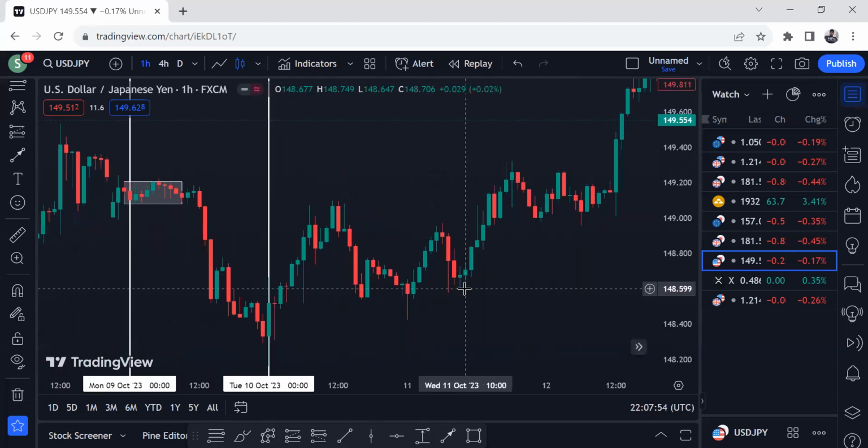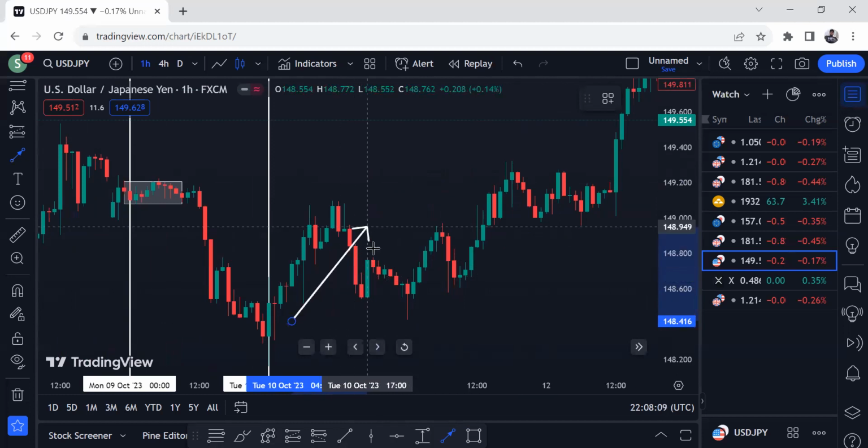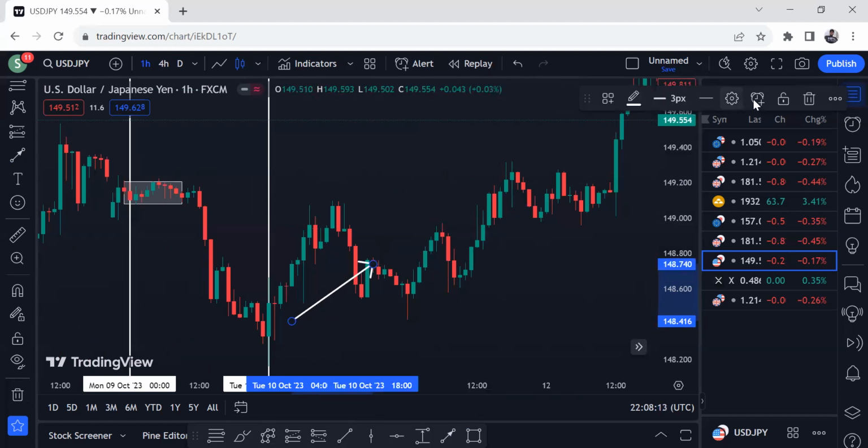Let's say, for example, this. So this is a big green, after 3 reds, this is a big green. It's a big green, and it couldn't go up, but it was just followed up with a small red.